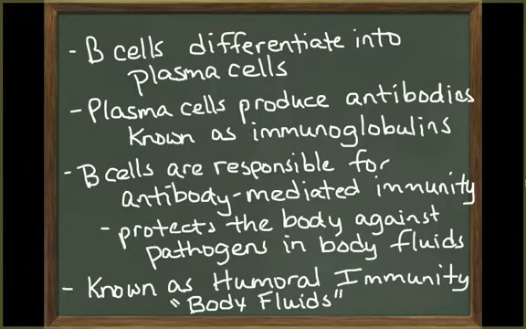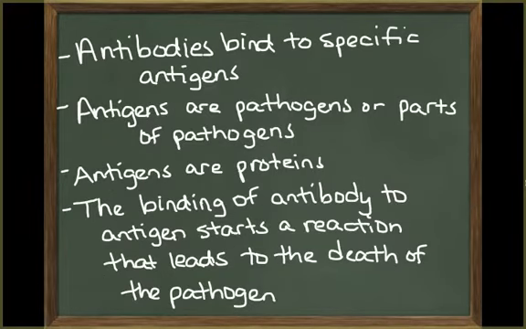B cells are cells that can differentiate into cells called plasma cells that secrete antibodies. These antibodies are proteins that are known as immunoglobulins. The B cells are responsible for antibody-mediated immunity, which protects the body when a pathogen is in the body fluids, such as the interstitial fluids and the plasma. This antibody-mediated immunity is known as the humoral immunity. Humoral means body fluids.